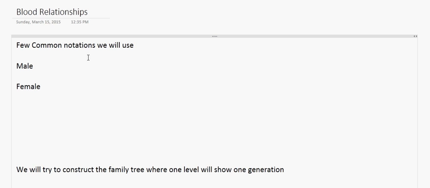Hi friends, today we are doing a very important topic called blood relationships. You would find almost 2 to 3 questions from this topic in any of the exams, be it CSAT or Bank PO, right? So let's start this topic.